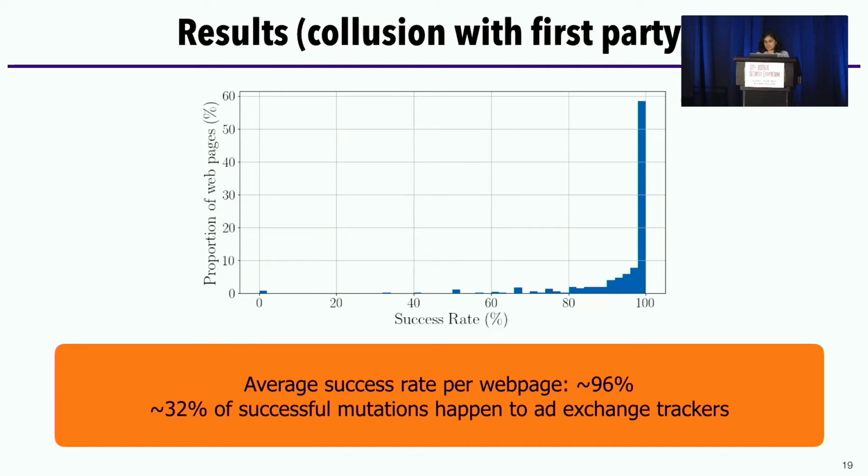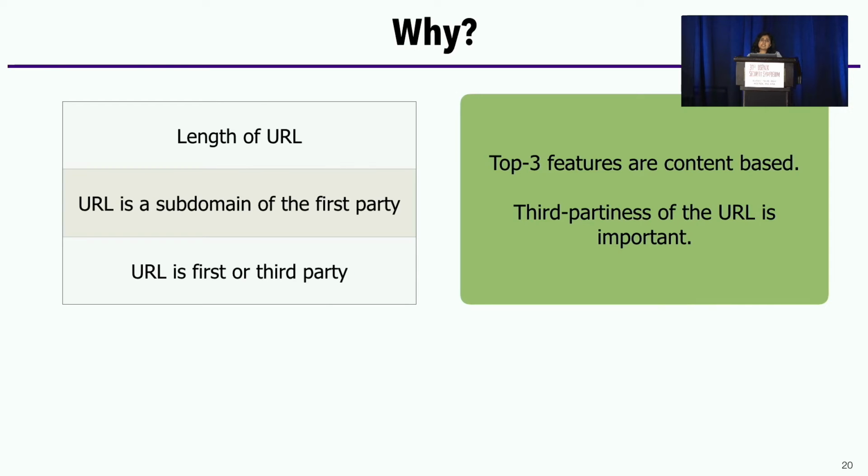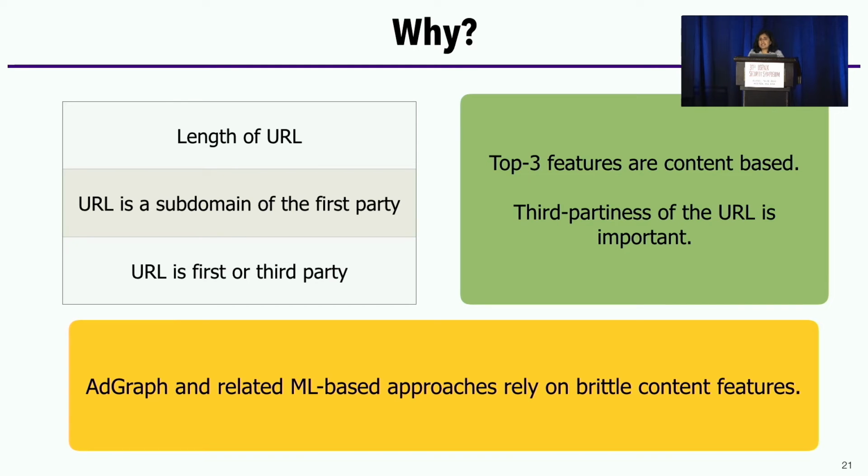which is an even greater impact for user privacy because these ad exchanges can diffuse user information further into the tracking ecosystem. And when we look at the features of AdGraph to see why we get such a high success rate, we see that the top 3 features that AdGraph uses are related to the content, that is, URL characteristics, and mainly whether a particular URL is a third party or not. And what we conclude is that AdGraph and related ML-based approaches fall prey to the same issues that filter lists suffer from, and that is that they rely on these brittle content features which are quite easy to evade.